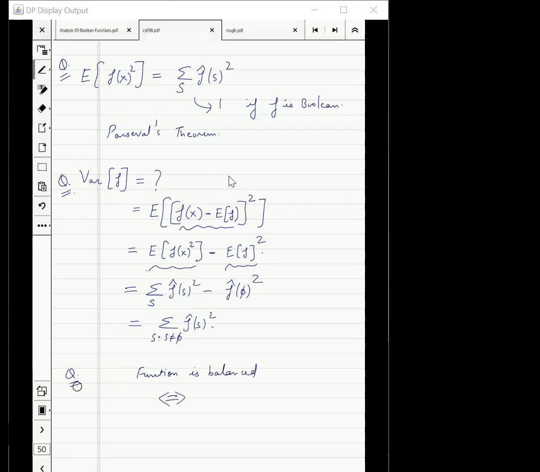What can I say about the Fourier coefficient then? What is expectation of f(x)? f hat phi basically is zero. Yes, exactly. It is very easy to check in Fourier basis whether the function is balanced. You just ask what is f hat phi, and that will give you whether the function is balanced. Right. Balanced means equal number of ones and minus ones. Yes. Okay.